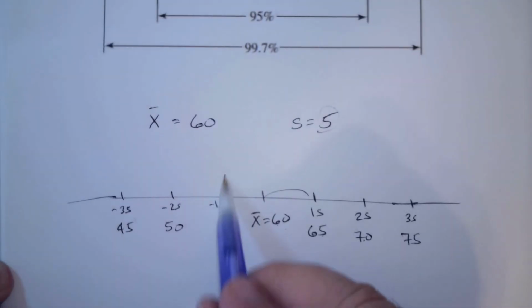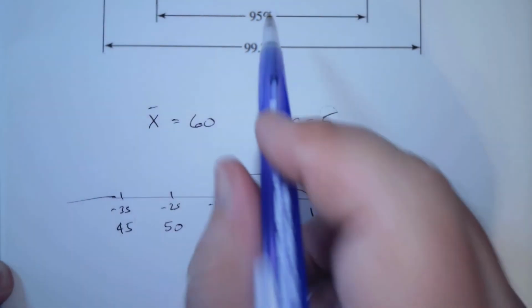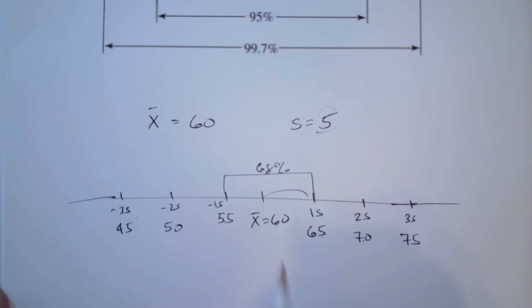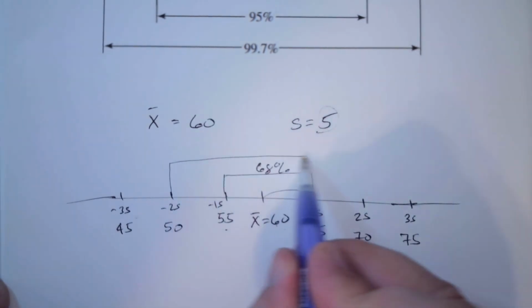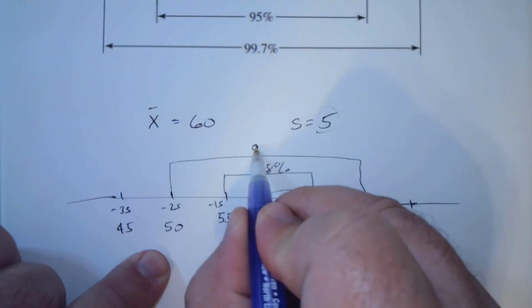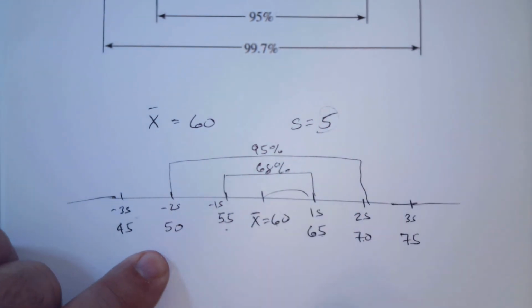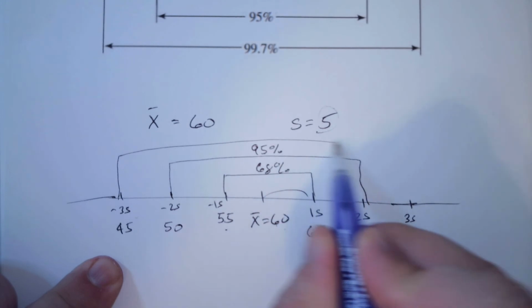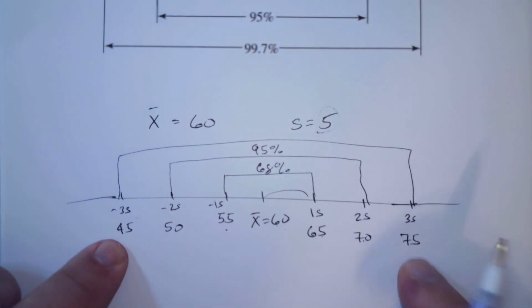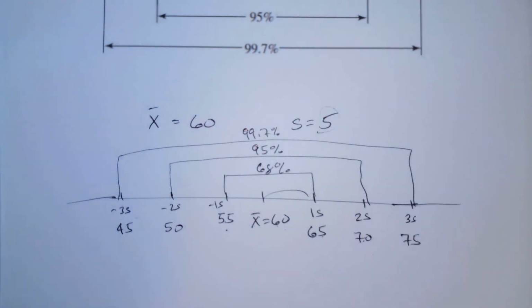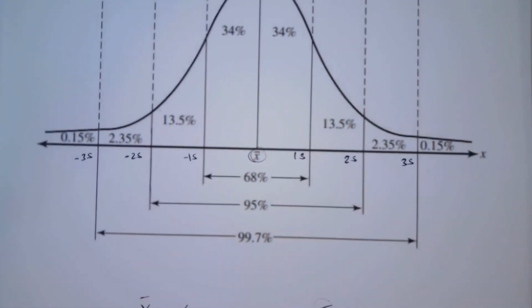So again, within 1 standard deviation, we know that 68% of our data is going to fall there, between 55 and 65. Between 2 standard deviations, so between 50 and 70, we're going to have 95% of our data. And within 3 standard deviations, between 45 and 75, we're going to have 99.7% of our data. That's what that means.